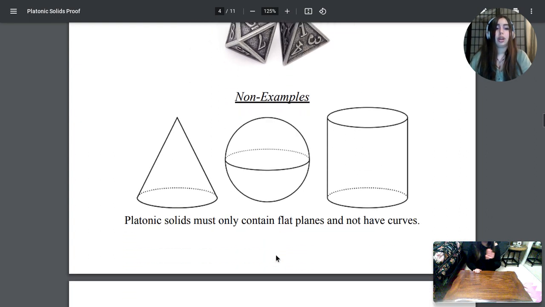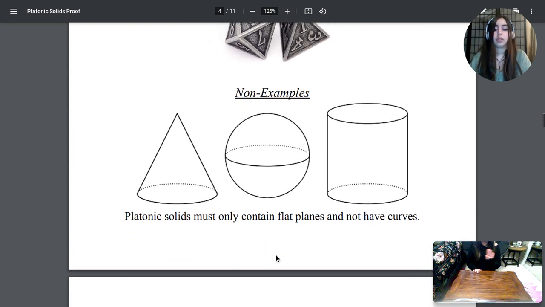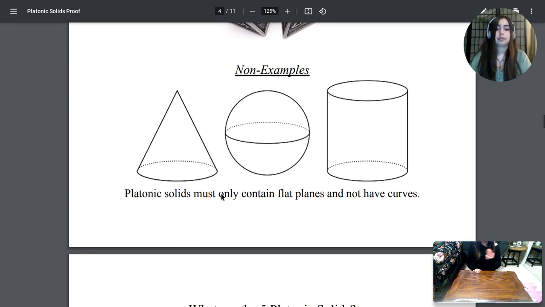And then some non-examples that we can go into is anything that has a curved shape. Polyhedrons cannot physically curve or bend in any way. They have to be flat planes, and they have to have sharp vertices. While the cone does have a sharp vertex at the end, it does curve, so it's not considered a polyhedron.